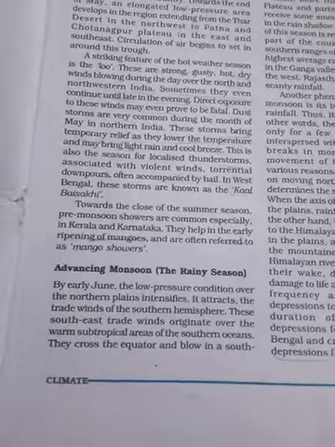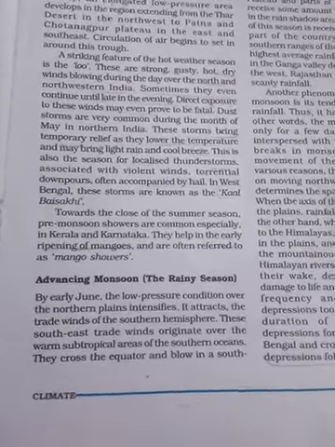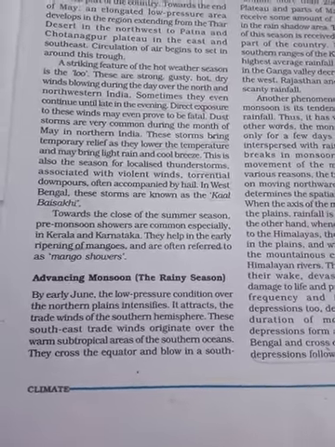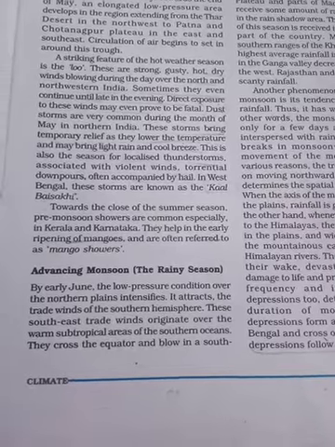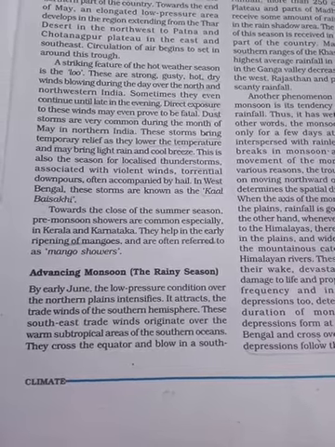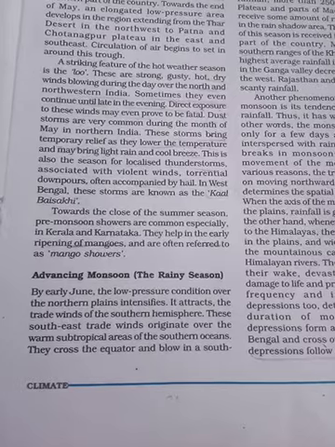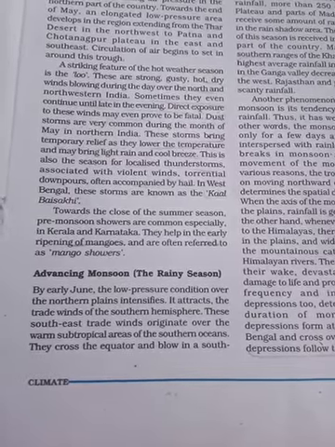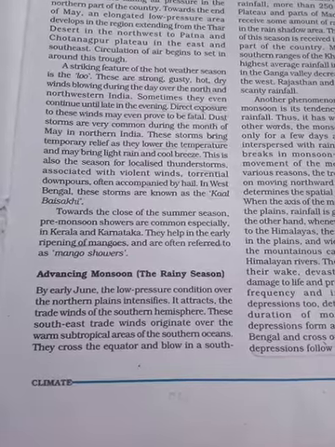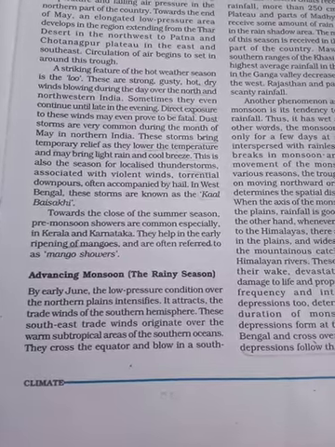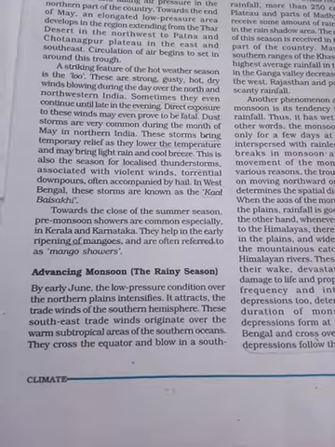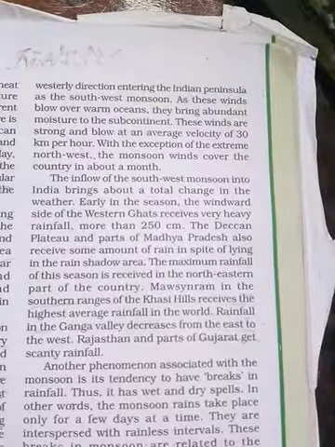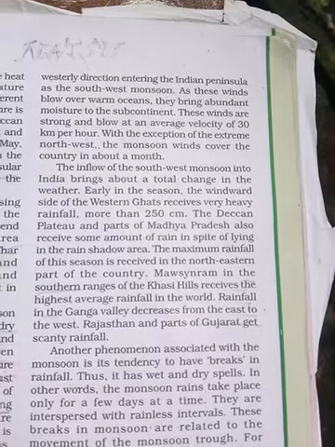Advancing monsoon, the other name is the rainy season. By early summer, the low pressure condition over the northern plain intensifies and attracts the trade wind of the southern hemisphere. This southeast trade wind originates over the warm tropical area of the South Ocean, crosses the equator and blows in a westerly direction, entering the Indian Peninsula as the southwest monsoon.